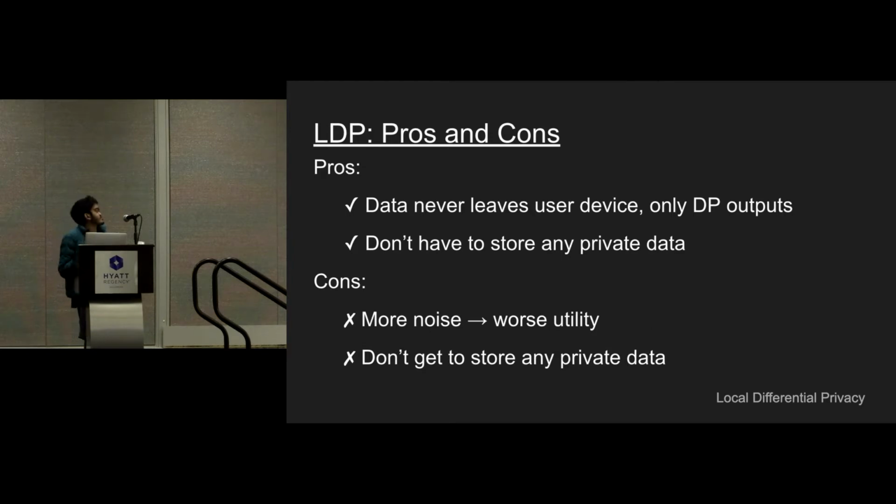But of course, these things come at a cost. One cost is that since people are adding noise at this individual level, there's just a lot more noise than in the central model. And this noise necessarily means worse utility than the central model. And you as the person running the algorithm might be sad that you don't get to store private data, because it means that in the future, if you want to do some other analysis on the data, you have to do a whole other communication. So there are pros and cons to this model.